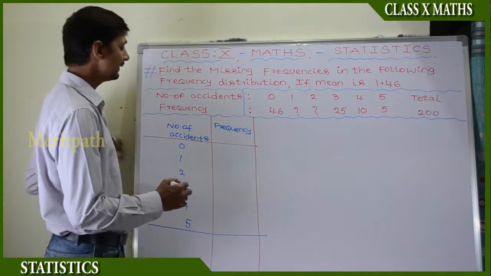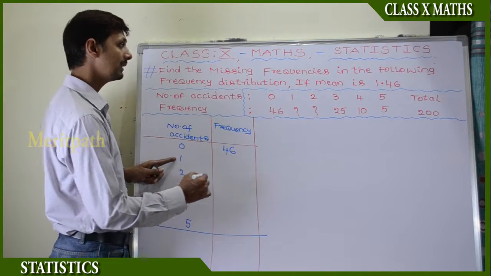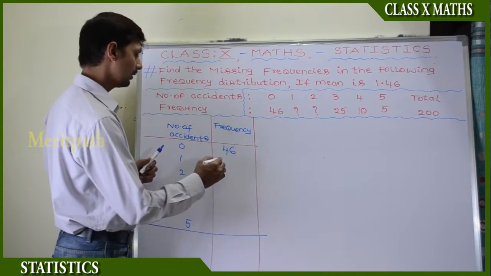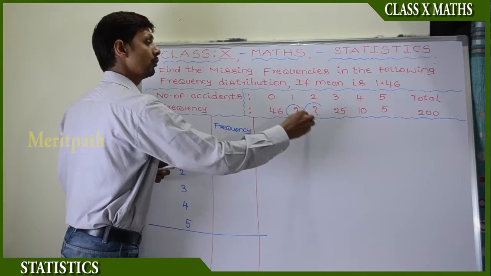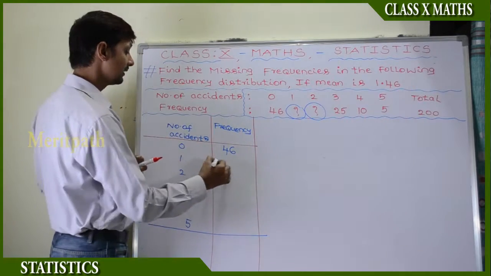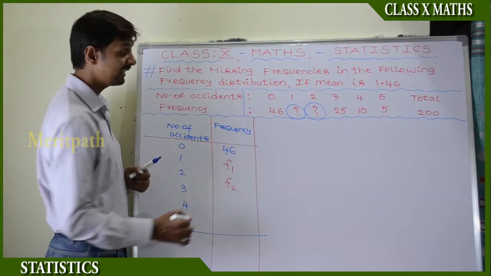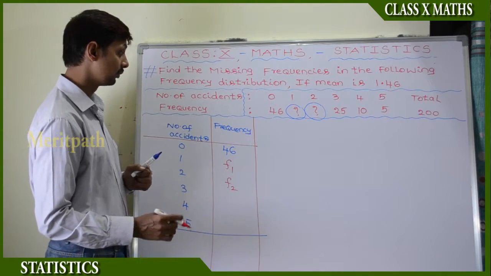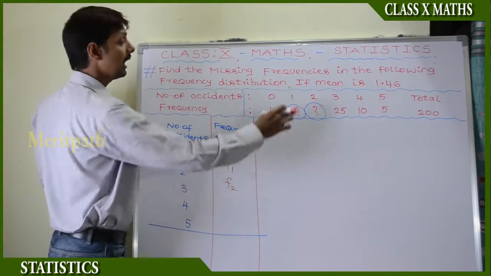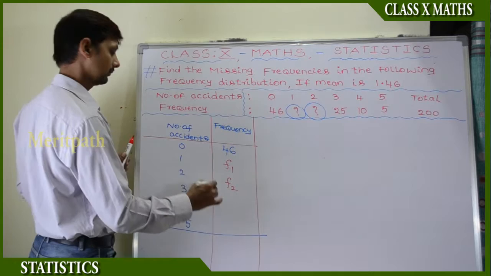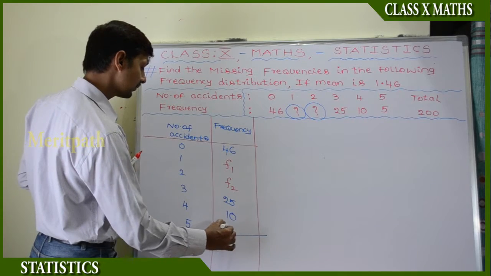So here is the frequency, the number of times accidents occur. The 0 accidents occur 46 times, and for 1 we don't know, so we need to find this out. Let's take these 2 missing frequencies as F1 and F2. The first frequency is 46, the next we take as F1, and the second is F2. The next ones are 25 and 10, and the last one is 5.